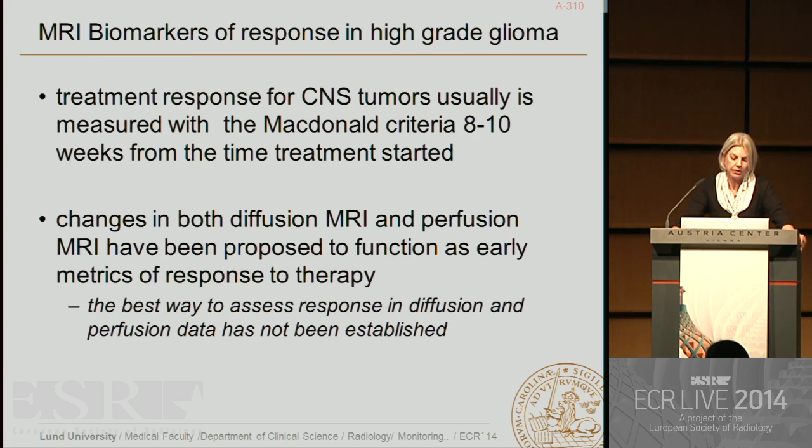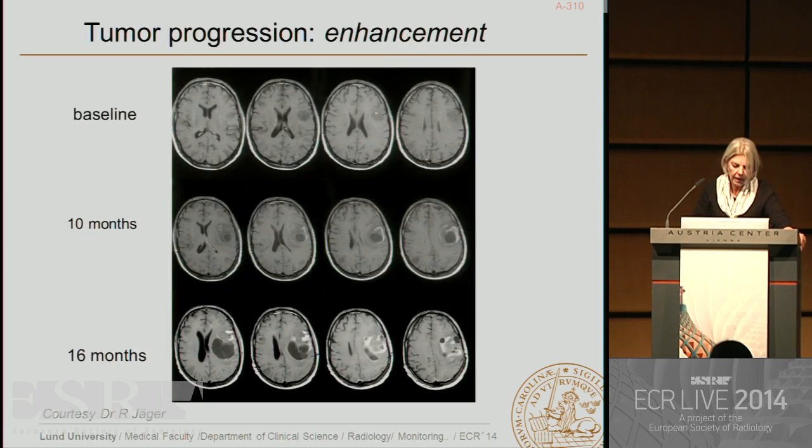When we are trying to define if a patient is responding to a treatment, we used to use what we call the Macdonald criteria, using measurement of the size and the enhancement of the tumor over time. And also there we have shown now that diffusion and perfusion might actually be a better measure than just using size and contrast enhancement. Here is just an example given to me by Professor Jäger. I have a couple of his slides because they're so good, it's stupid to try to do your own.